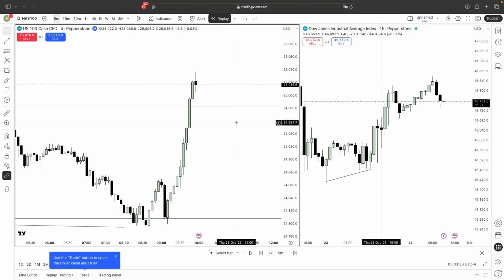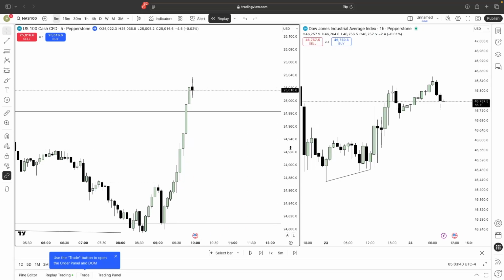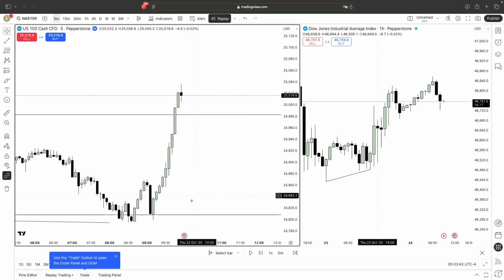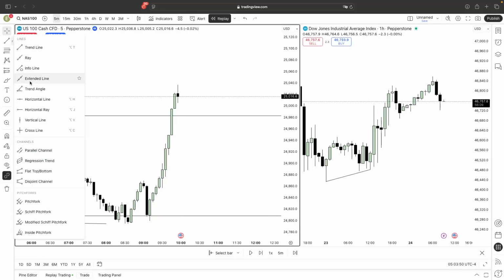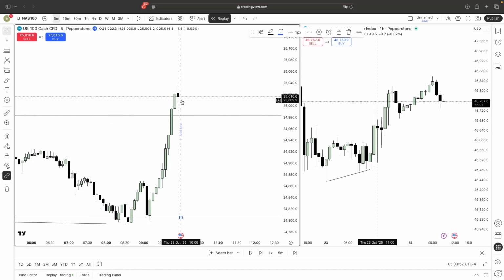So people would see this and think, I've missed the move. How do I get involved here? It's very, very simple if you follow these simple steps, because it's very, very consistent. So let me mark out 10 a.m. so we're aware of where it is.